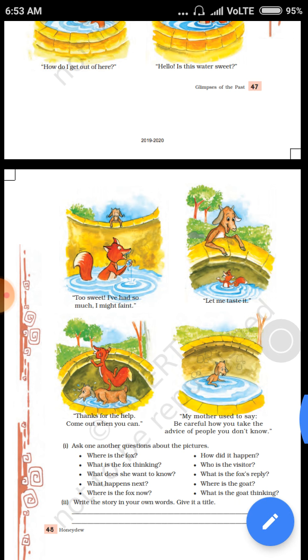You can see a question. Write the story in your own words. Give it a title. This is very important for story writing. You have to write a title. Never forget. This is your duty. Whenever you are told to write a story, you have to write the title of the story.